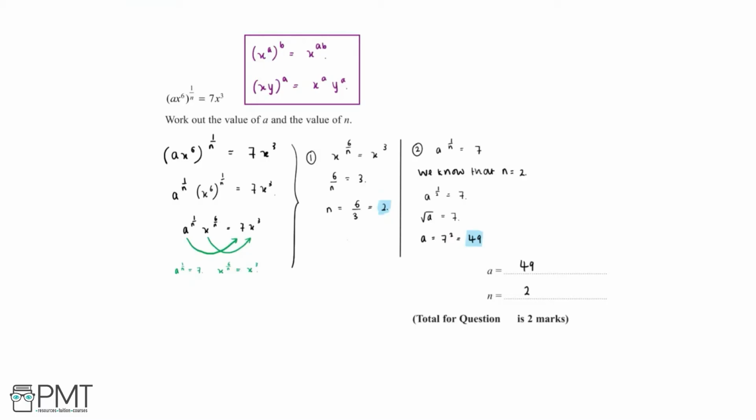Now this question is worth 2 marks. We get the first mark for finding the correct value of a, and we get the second mark for finding the correct value of n, allowing us to get the full 2 marks needed in this question.